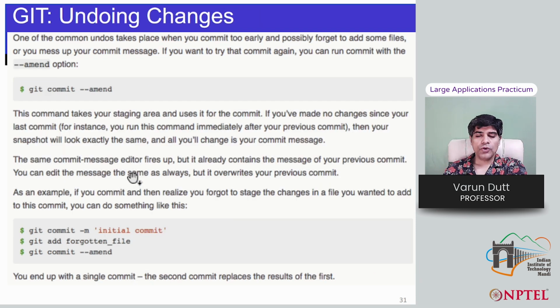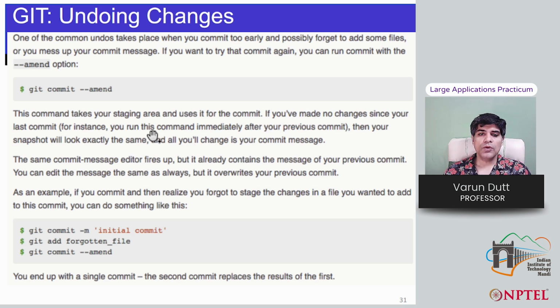There is also a way of undoing a commit, which is basically the idea that if we made a commit too early and we forgot to add some files to it, then we can amend the commit. You can do that by writing git commit --amend. What this command does is take your staging area and use it for the commit. And you have made no changes since your last commit.